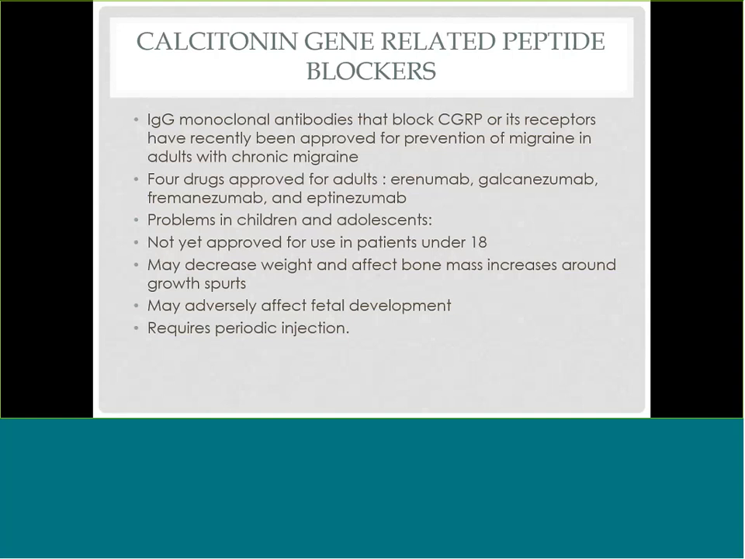There are problems, however, in children and adolescents. First of all, they're not yet approved for use in patients under 18, and there's some concern that CGRP may have roles in the body other than migraine. So CGRP is primarily found in unmyelinated pain fibers, but it also seems to be involved in weight gain and bone mass increase. It's involved in fetal development. So it has some risk in young children, and it definitely has risk in pregnancy. The other problem is that it requires monthly injections that most children will tolerate.